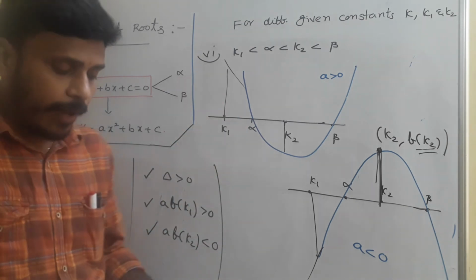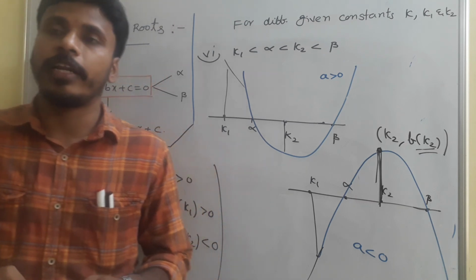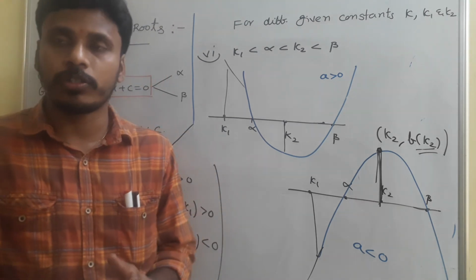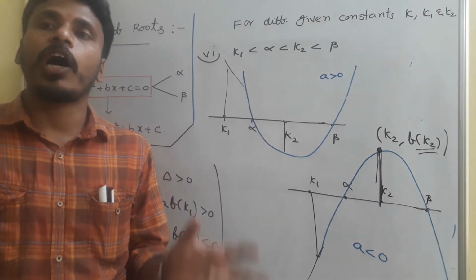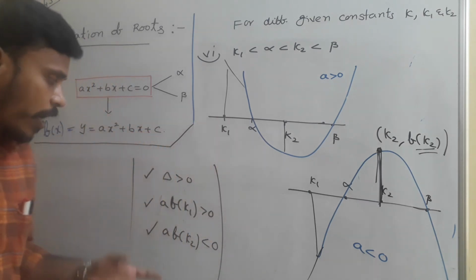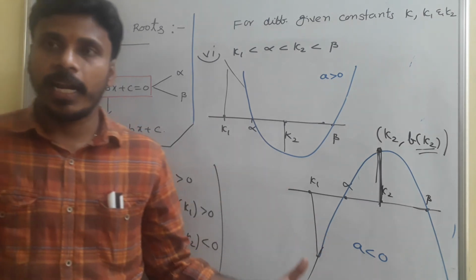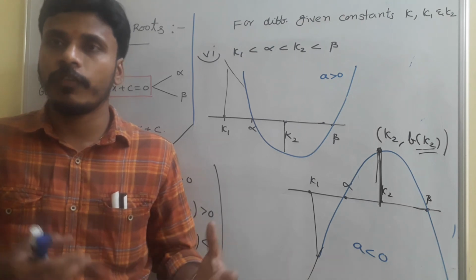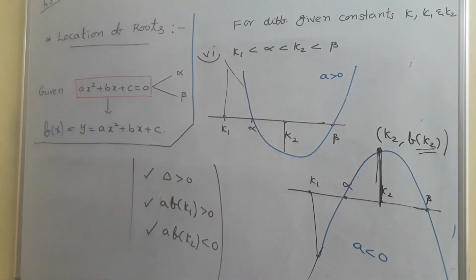So we have 6 different situations related to the position of the roots, the location of the roots, and in all those 6 situations, we are writing the conditions by analyzing the graphs. And I will discuss different problems related to all these things in the next classes.